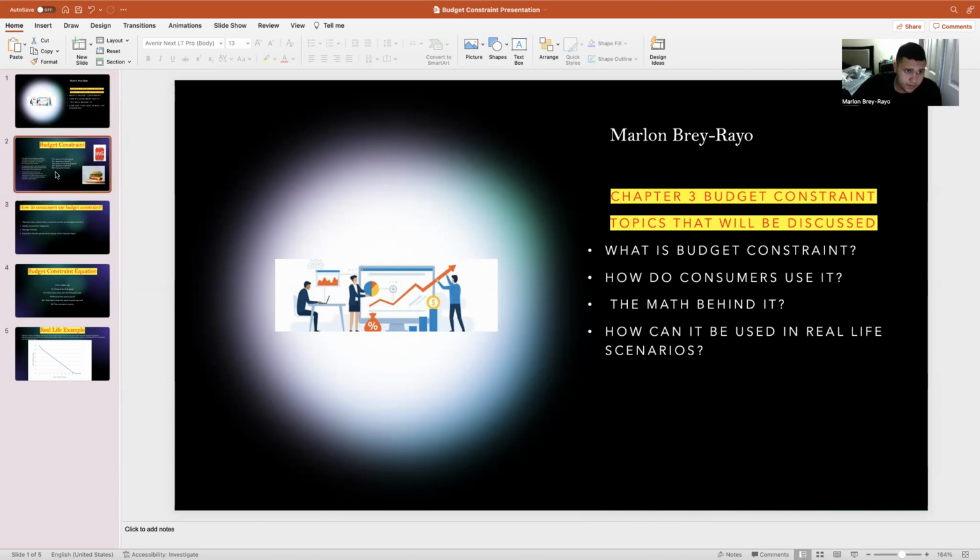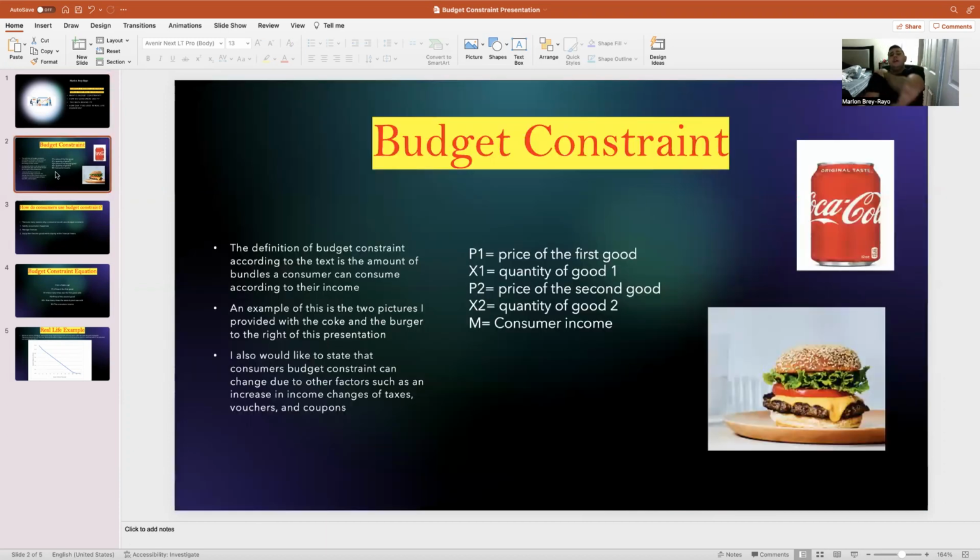Now, in this PowerPoint, budget constraint, according to the text, is the amount of bundles a consumer can consume according to their income. An example of this are the two pictures that I have to the right hand side. We have a Coke and a burger. And this is how much the consumer can consume of that Coke and burger according to their income. They cannot surpass their income. That's one of the rules. I will explain that later on. I also would like to state that the consumer's budget constraint can be changed due to an increase in income, or coupons, or changes in taxes or vouchers.